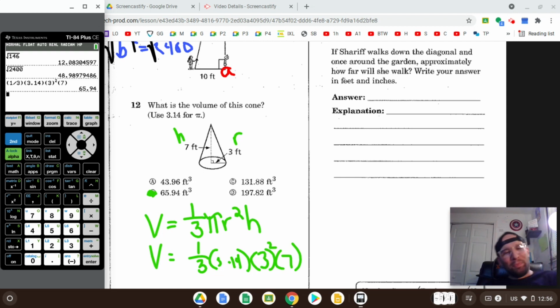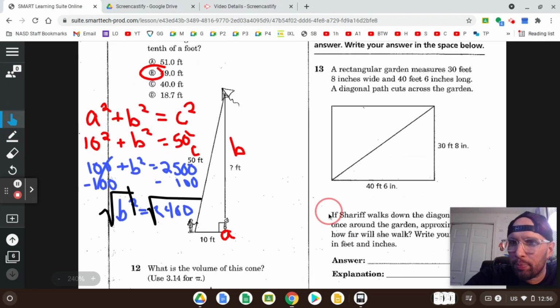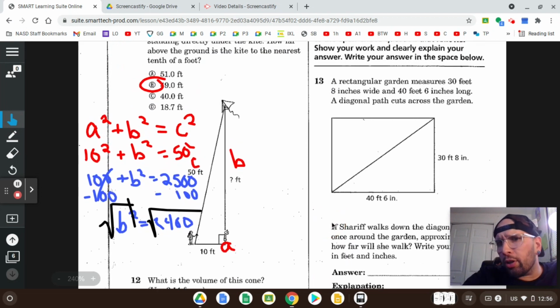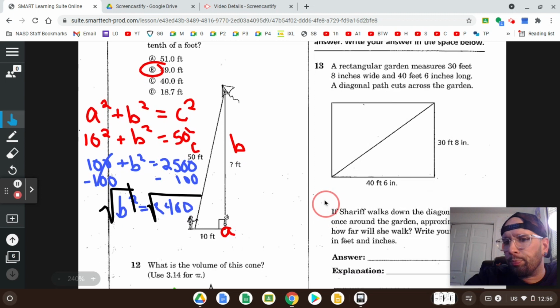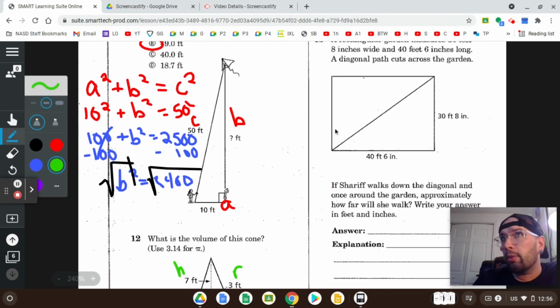One more. One more to go. And we're done. Done this packet. A rectangular garden measures 30 feet, 8 inches wide. And a diagonal path cuts across the garden. All right. Here's issue number 1. 6 inches is half of a foot.